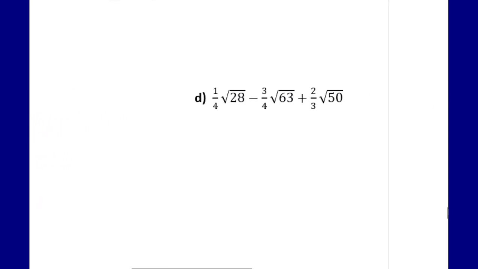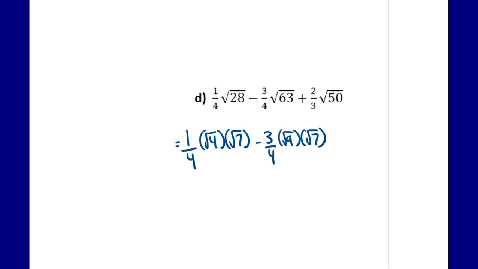D, even though there's fractions in front, I'm still going to try to simplify as much as possible. So 1 over 4 root 28 I can break down into root 4 times root 7. Root 63 will be root 9 times root 7. So I can already see a like radical appearing. Plus 2/3, and root 50 we had done before, root 25 times root 2.